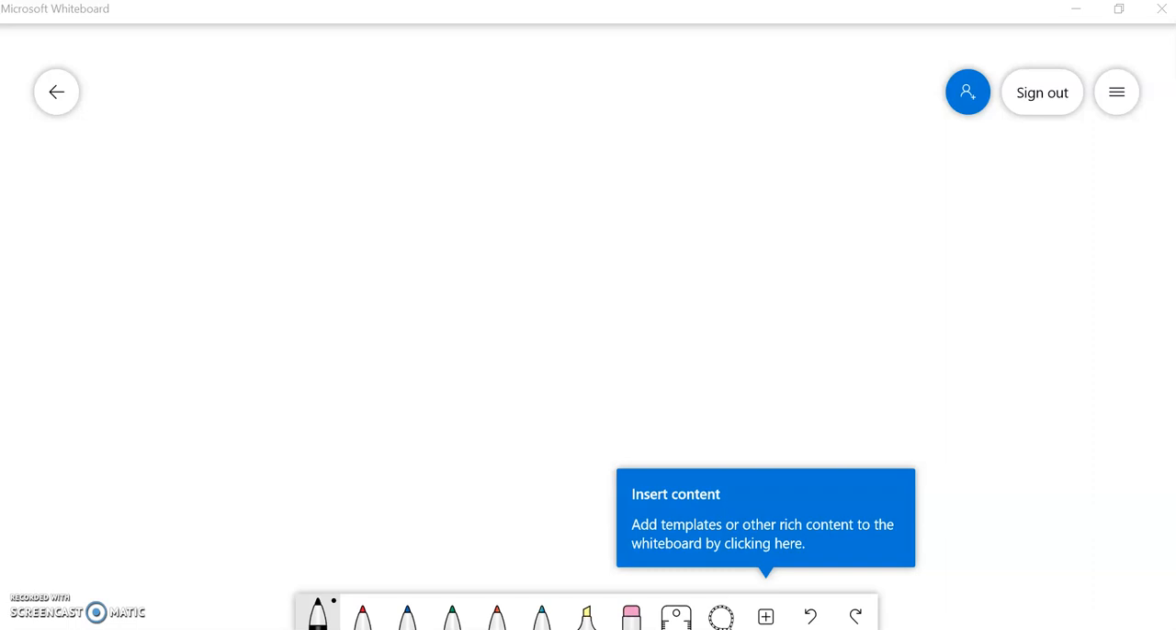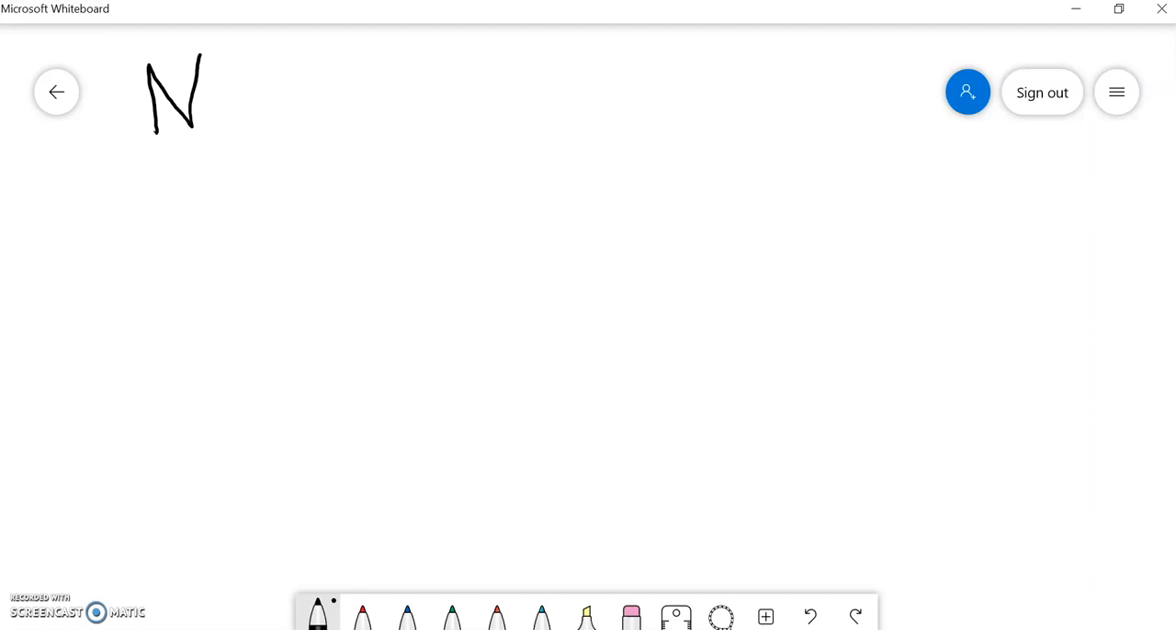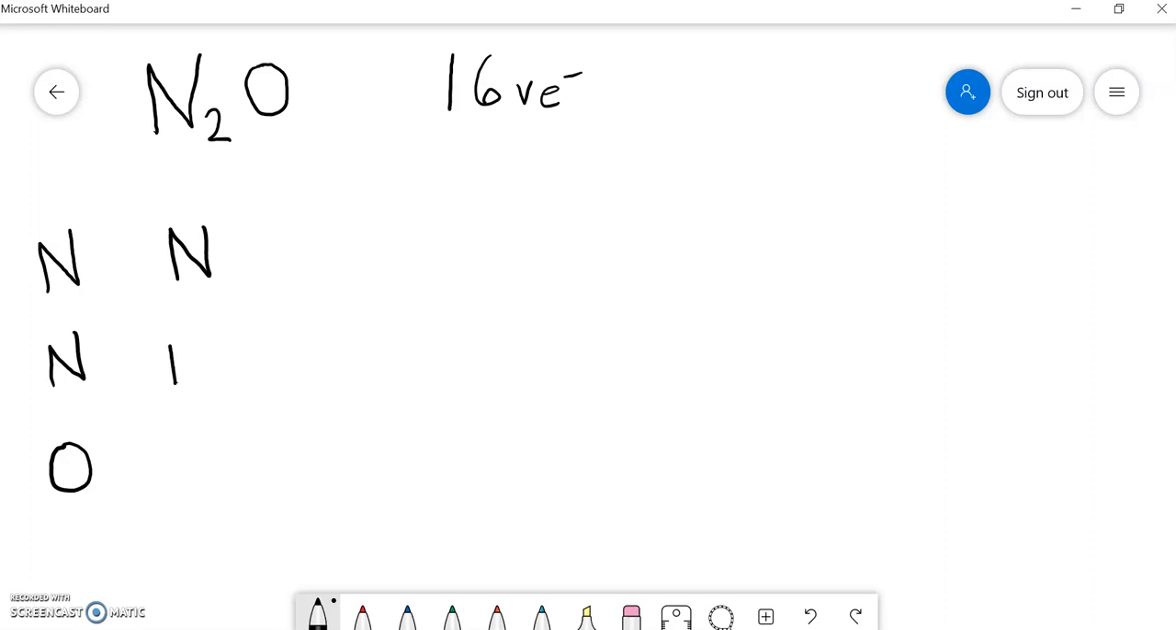All right, Luke. So you are drawing the Lewis structure for N2O, and you have correctly figured out that there are 16 valence electrons. Great. You then drew the structure and you put the lines through it. Like that.